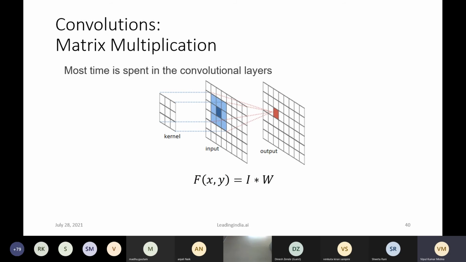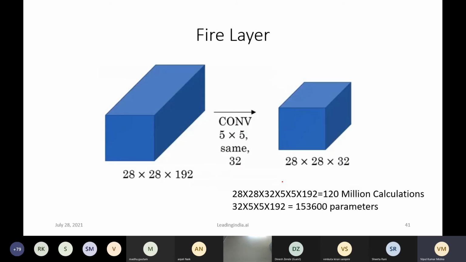So we first need to understand how convolution is working. Here we have a kernel that will multiply with the input values and you get one value. Ultimately this is your convolution operation. Now let's look into this convolution operation. What is the input in this particular convolution operation? It's 28 cross 28 cross 192. And what output are we getting? It's 28 cross 28 cross 32.